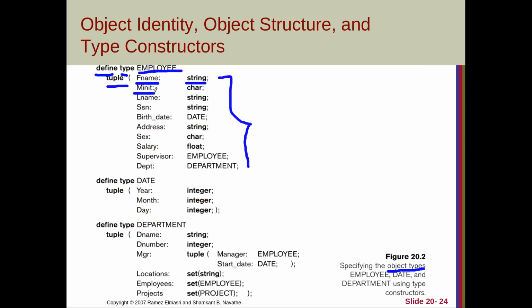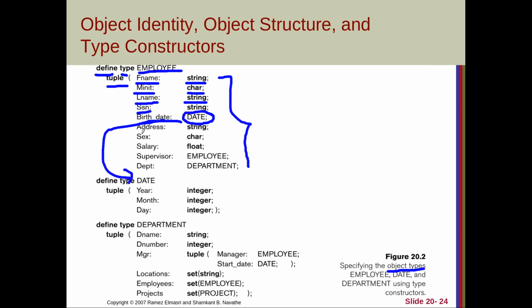Similarly, minit, which is a char, last name string, SSN also string, birth date, which is using a date, a capital Date, which is another type. So Employee is a type. Now birth date is having a type. It is just like referring to another class. So we have to define this Date separately. It is already defined here.